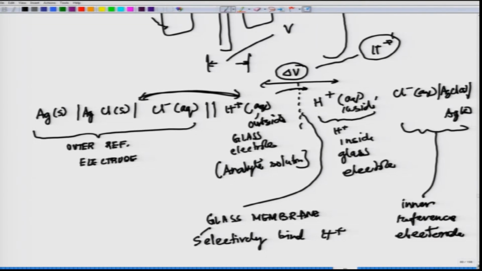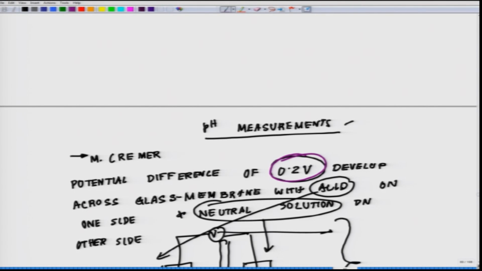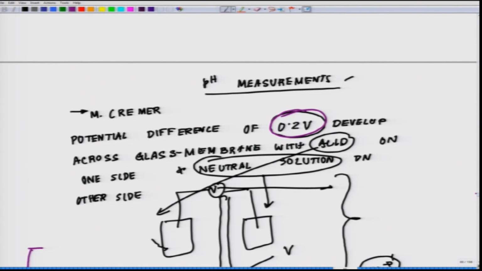So, these are the kinds of glass electrodes which have been used over the years for measuring pH, figuring out the proton concentration, and this all starts with a very simple observation which dates back to 1906: a potential difference of 0.2 volt developed across a glass membrane with acid on one side and neutral solution on the other side.